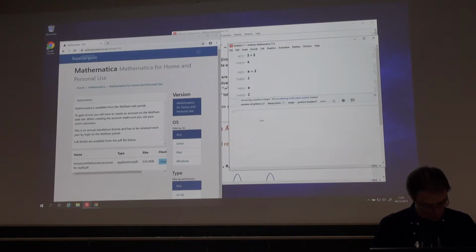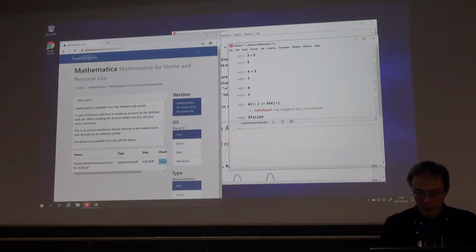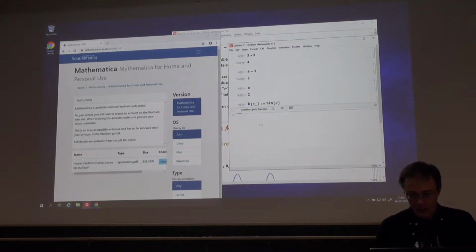The other equal sign is what's called a delayed assignment. So, for example, A of x is sine x. In this case it failed because we've already assigned A, so let's just assign B. Right? This is a delayed assignment which says assign but don't evaluate.